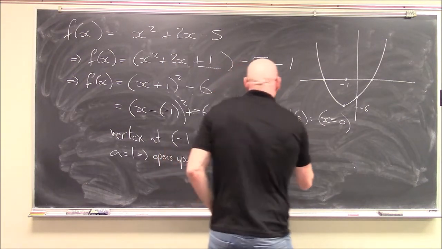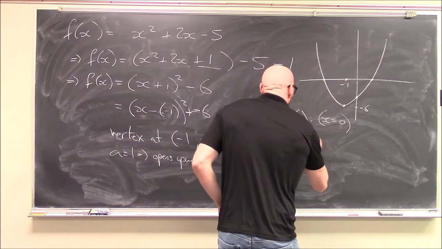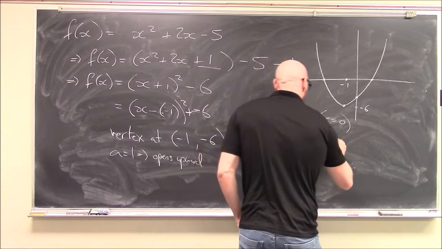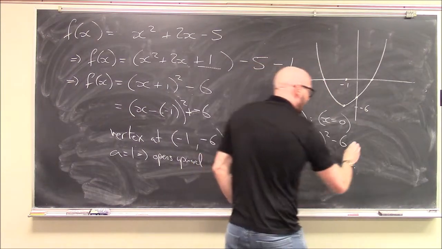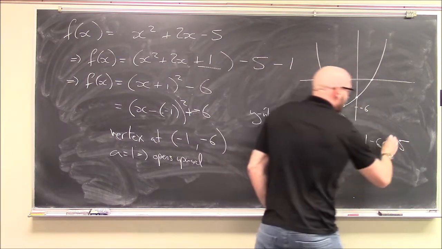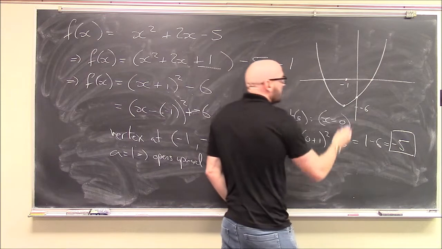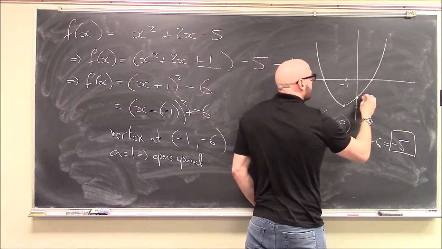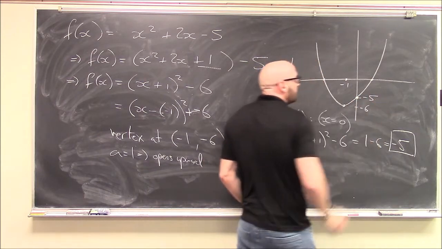f of 0 is (0 plus 1) squared minus 6. Well, that's 1 minus 6. That's minus 5. So our y-intercept right here is happening at -5.